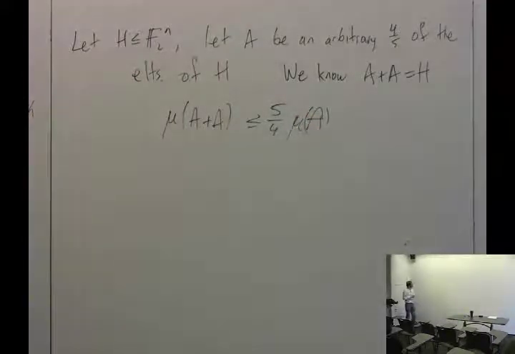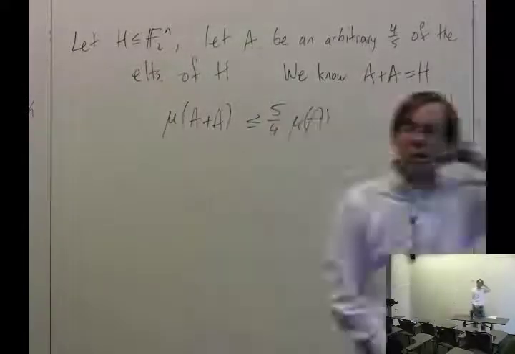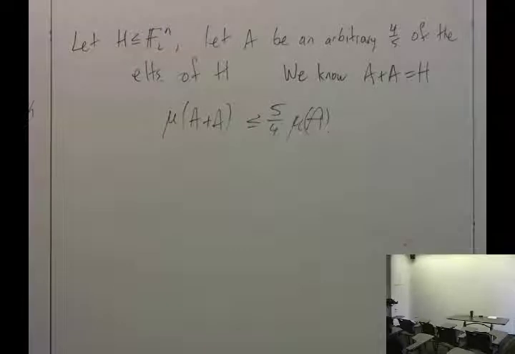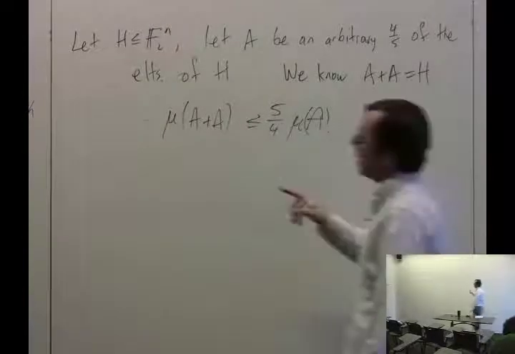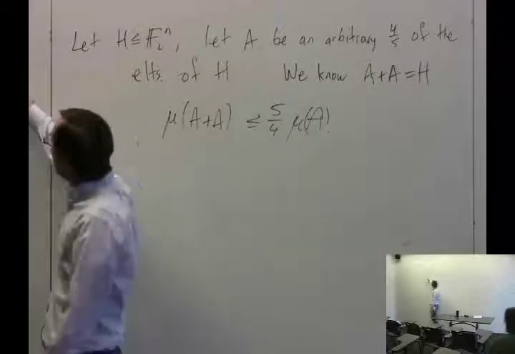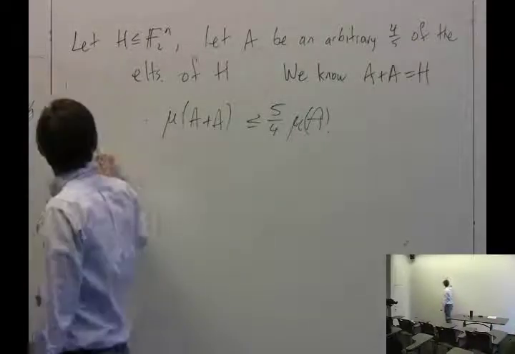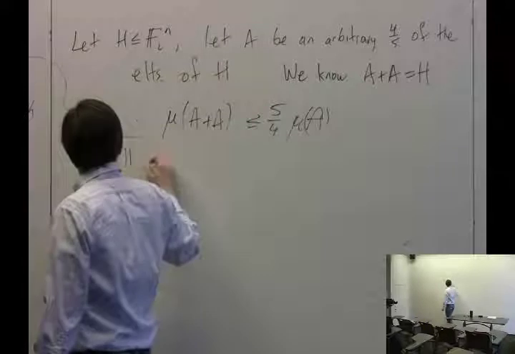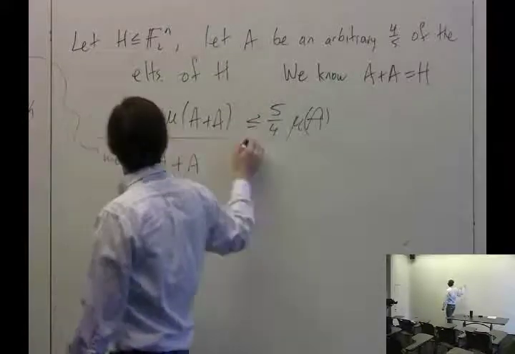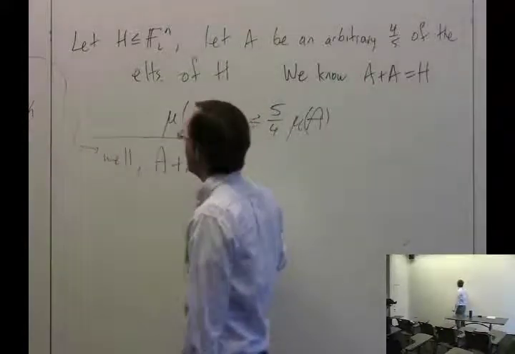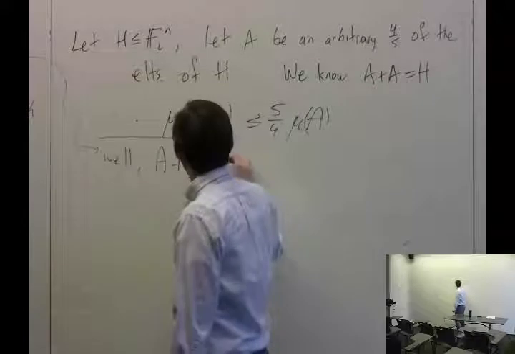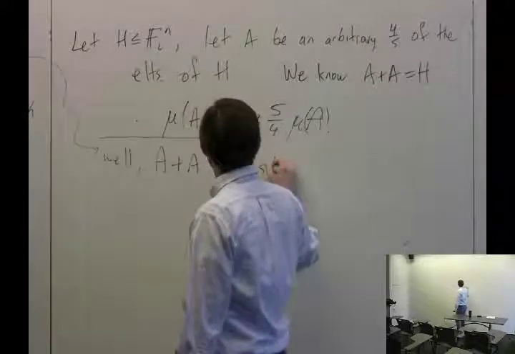Okay, and so it doesn't tell you that much, because here A could be totally arbitrary as a subset of H. So you can't really say much about A, but you can say that in this case, well, maybe I won't make a conclusion directly about A, but I can conclude that maybe A plus A is a subspace.